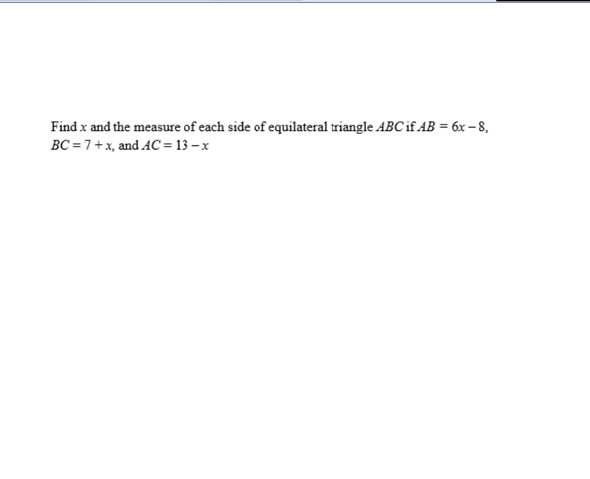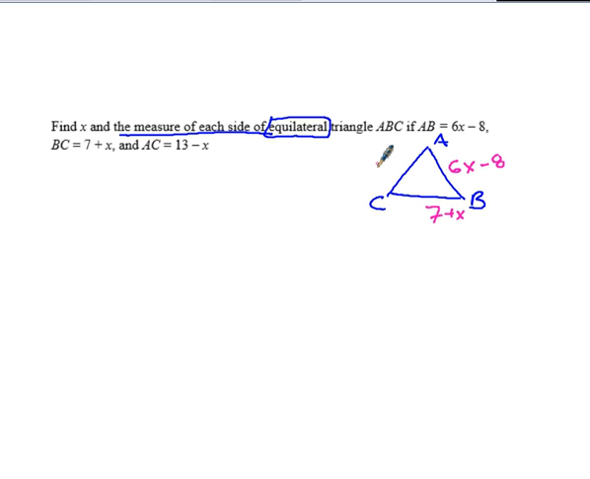Okay, the next one says find x and the measure of each side, so we need to remember to substitute x back in, of equilateral triangle ABC. So here, notice we don't have a diagram, so I think it's always helpful to draw a diagram. Now, how did I label that ABC? It really doesn't matter. You can put A here and B here. Realistically, it doesn't matter. So now we can label our sides. AB is equal to 6x minus 8. BC is equal to 7 plus x. AC is equal to 13 minus x.